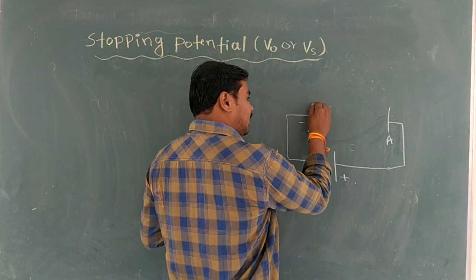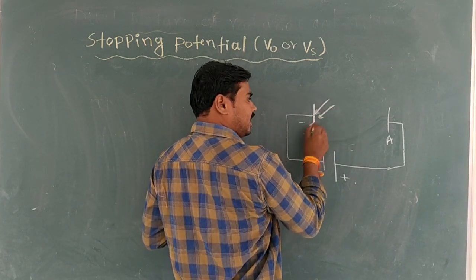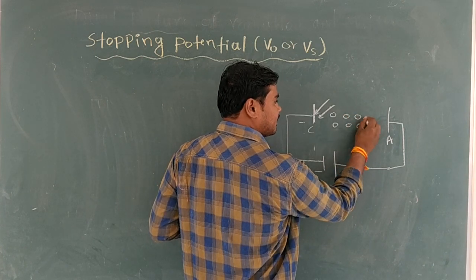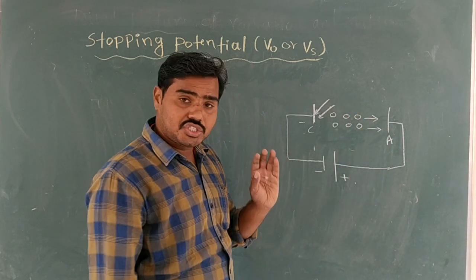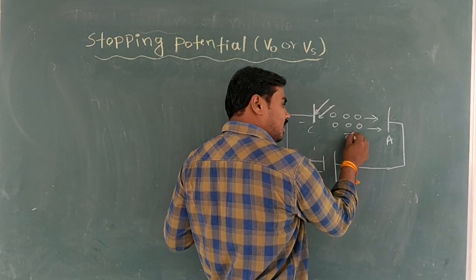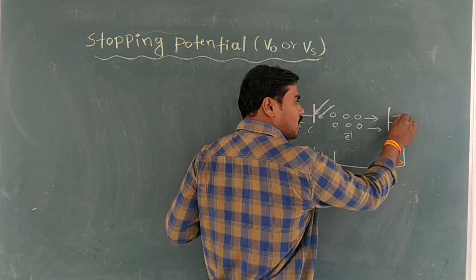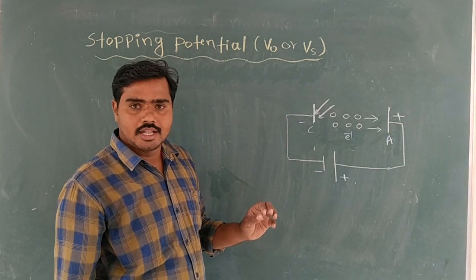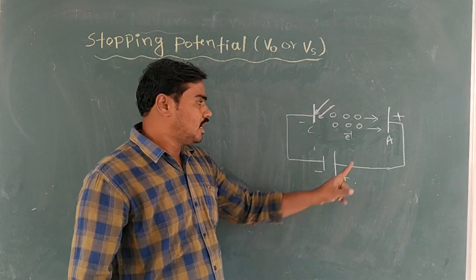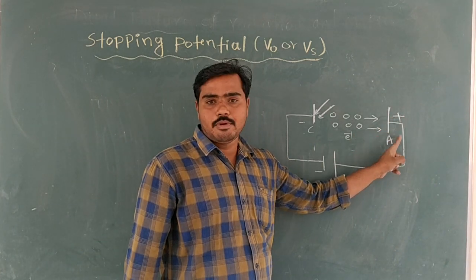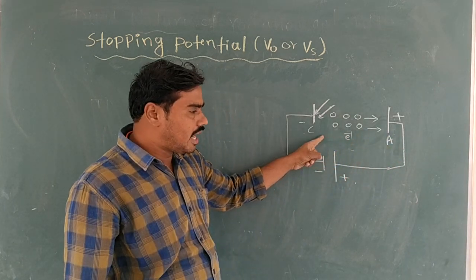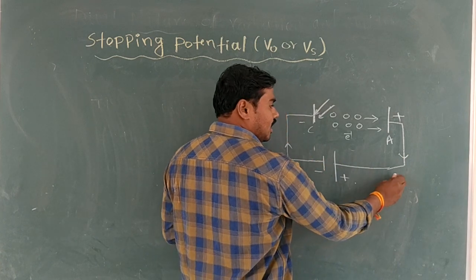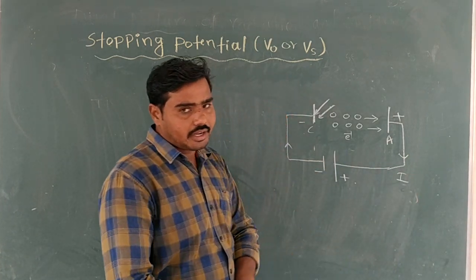When UV radiation is incident on the cathode plate, at that time electrons are liberated. Already you know the concept. Electrons are negatively charged and the anode plate is positively charged. Already you know the properties of charges: like charges repel and unlike charges attract. Here a negative charge and a positive charge means it will attract. When electrons are attracted by the anode plate, current will be generated in the circuit. That current is called photoelectric current.